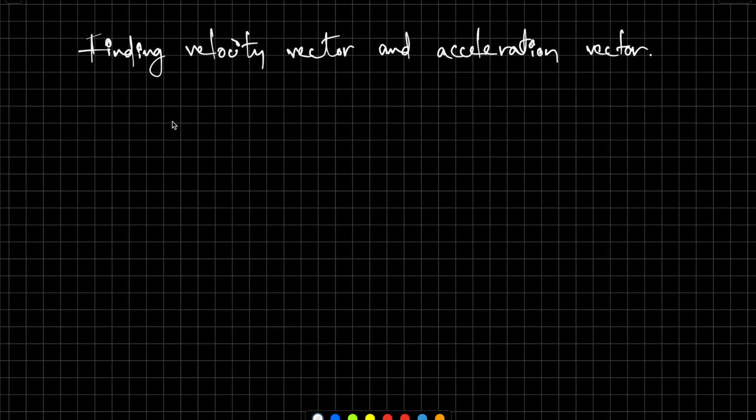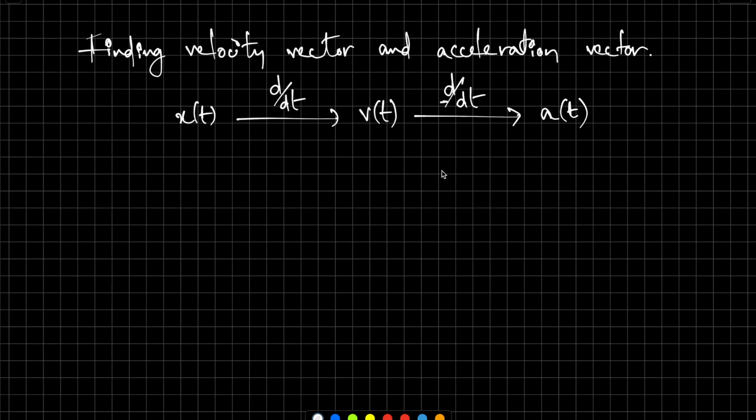So this is the rule. If you are given position vector x of t, to find velocity vector, you have to differentiate d by dt with respect to time. From velocity vector, if you want to find acceleration vector, you have to differentiate again. So d by dt. That's the rule.